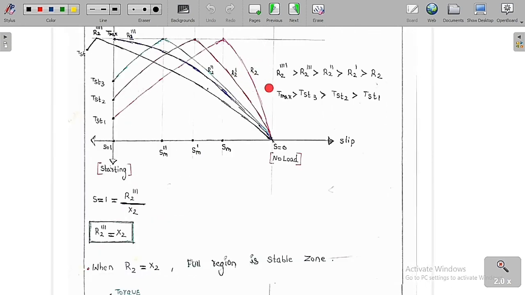Whenever you increase the rotor resistance, this is the graph that you are going to get. This is for R2, this is for R2 dash, this is for R2 double dash, this is for R2 triple dash, and this is for R2 four dashes. As you increase the rotor resistance, you can see clearly the stable region is increasing, and finally up to here, for R2 triple dash, this is the full stable region. From S equal to 0 to S equal to 1, this is said to be a stable region. This is the simple concept.